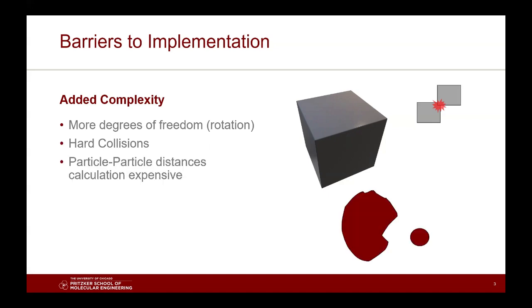And lastly, particle-particle distances become really expensive since now we have to consider points across the surface, not just one point per particle. Additionally, for concave particles, there are multiple points that are equally close between particles, resulting in much more complicated calculations needed to determine how forces should act on each other. And like I said, forces and virial expressions may not be well defined for certain particle shapes, especially concave shapes.